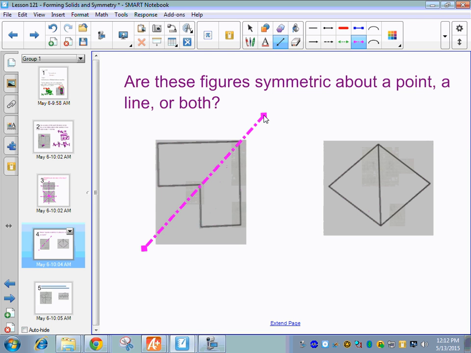Now let's do lines of symmetry on the other one. Josh, what do you think? Is there a line of symmetry on the triangular thing here? Okay, go show us. There you go. Good. Okay, there's this one. Is there another one? Kaden? Yes.